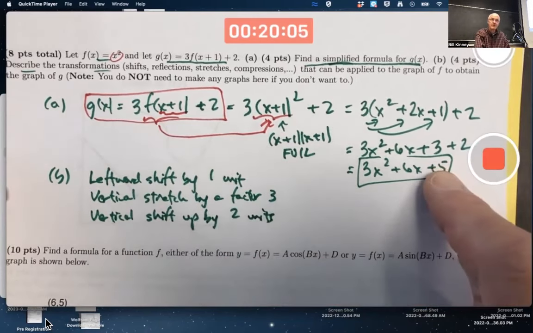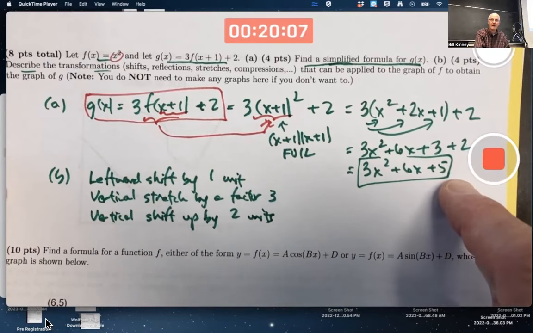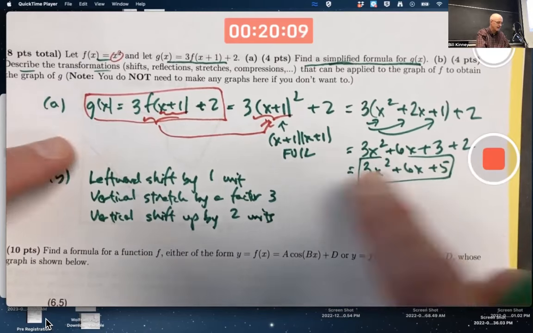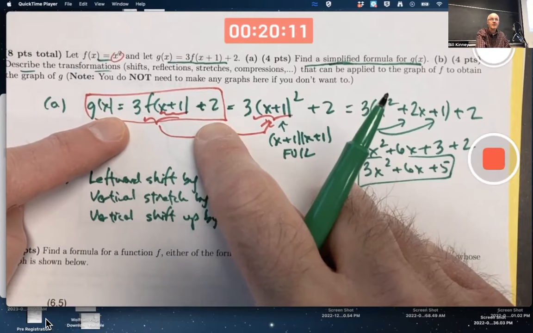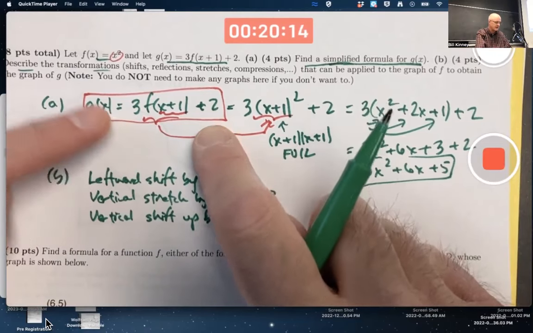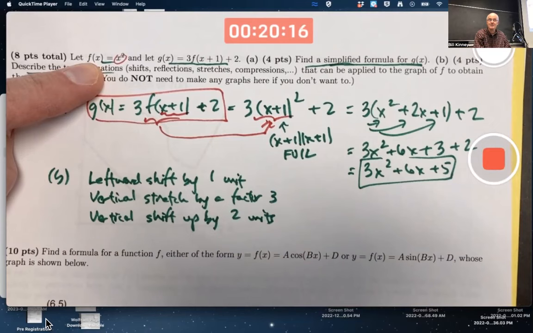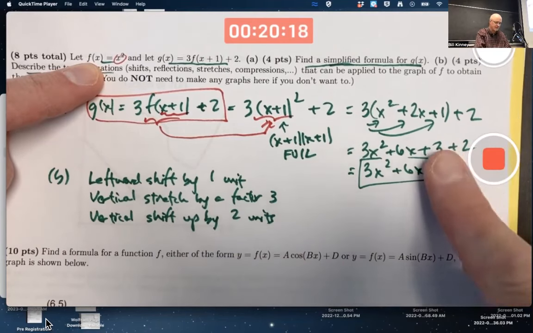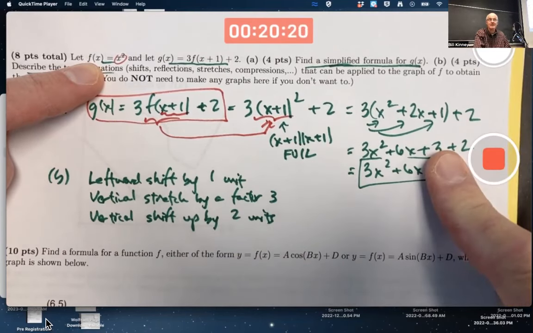Okay, so don't look at the simplified formula. Some people said shift upward by 5 units because of the 5 there. You've got to look at the unsimplified formula, because you're trying to relate it to the graph of f, not the graph of 3x squared plus 6x, for example.